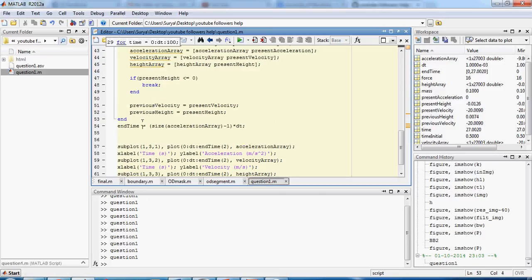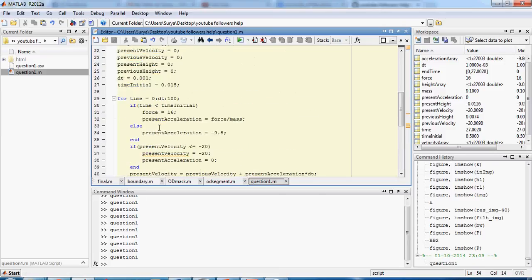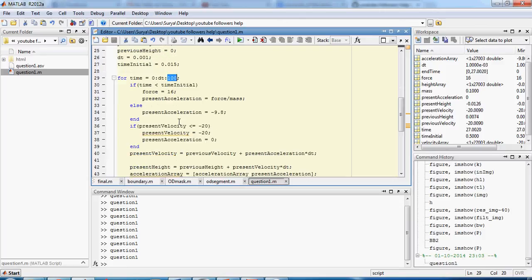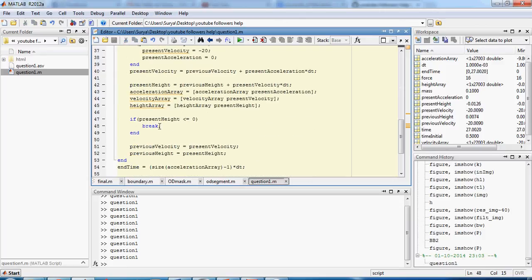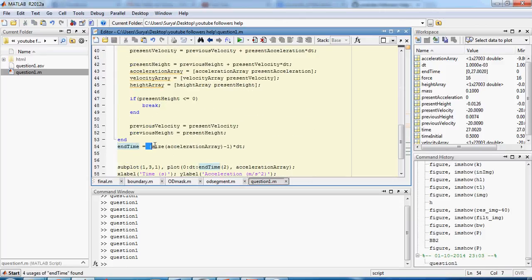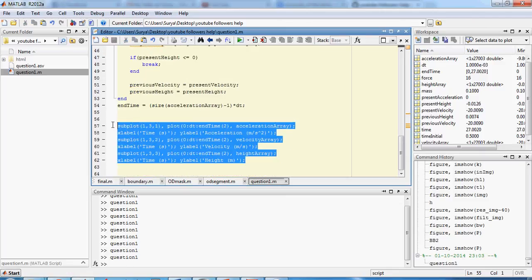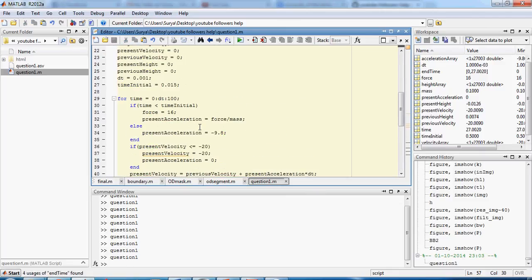And then the ending time can be calculated. This loop doesn't run for the whole time until t equal to 100. It stops when the height is zero. So to find the ending time, we do this, and once it's done, we plot, and that's it. Now let's run the code.